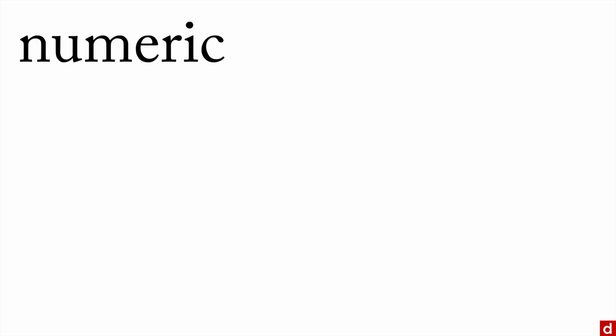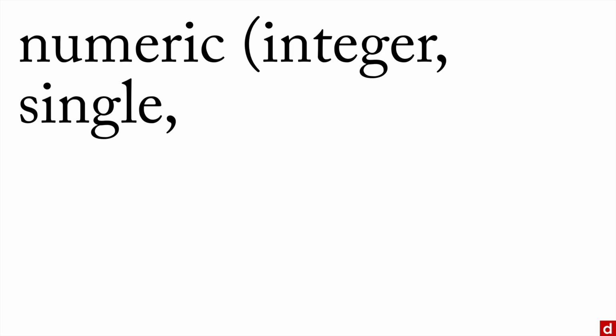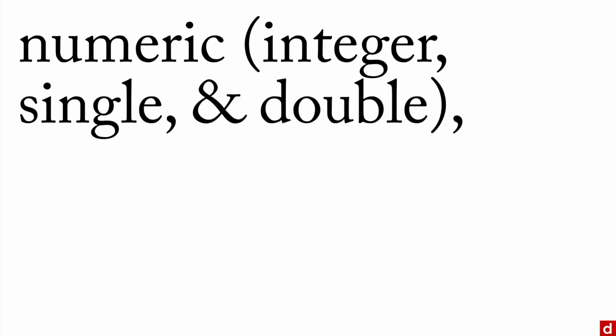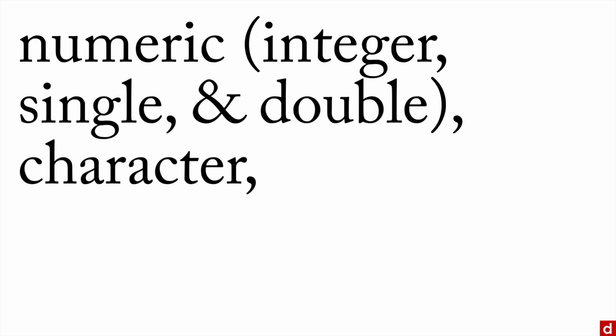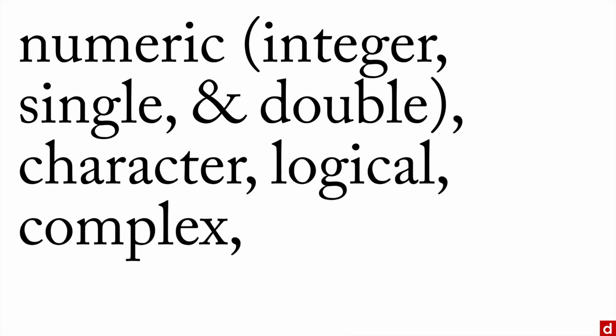You can have numeric variables, which usually come in integer, whole number, or single precision, or double precision. You can have character variables with text in them. We don't have string variables in R, they're all character. You can have logical, which are true, false, or otherwise called Boolean. You can have complex numbers, and you can have a data type raw.